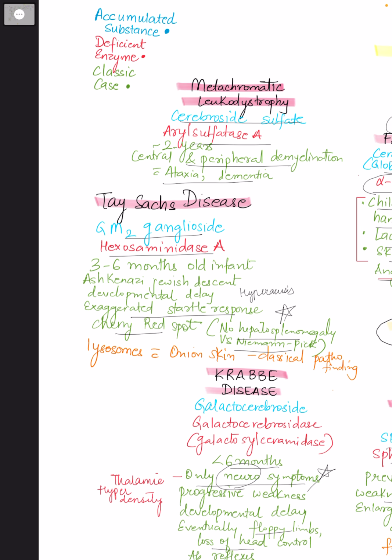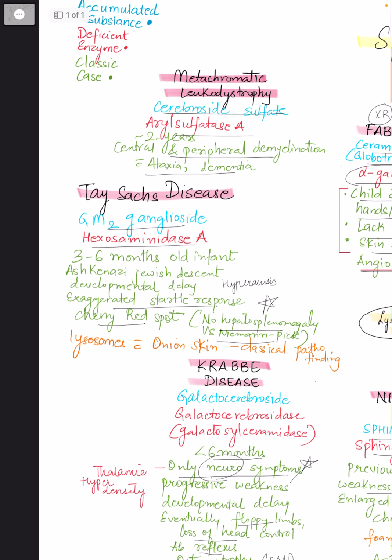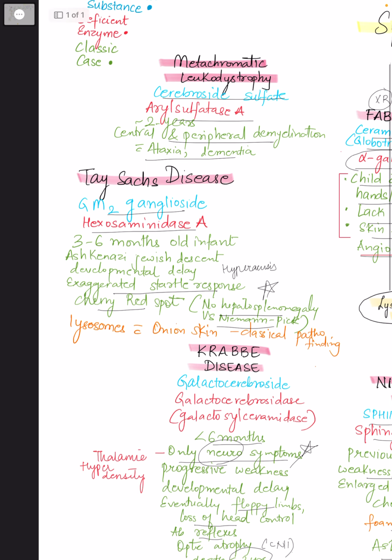to differentiate them in MCQs. So talking about Tay-Sachs disease, the deficient enzyme is hexosaminidase A and the accumulated substance is GM2 ganglioside. History is something like this: 3 to 6 months old infant. There is developmental delay, hyperacusis, sometimes exaggerated startle response is seen. The differentiating feature is the cherry red spot.